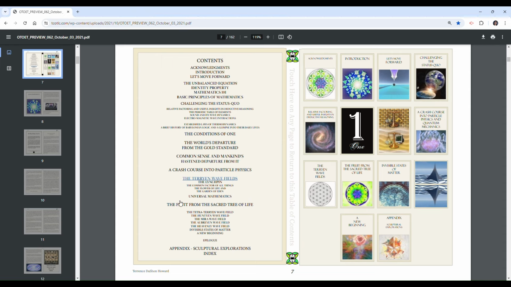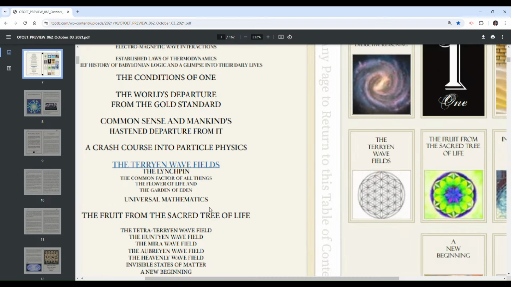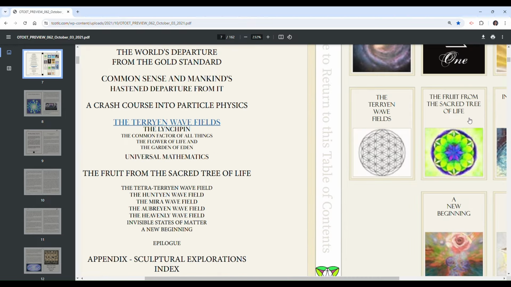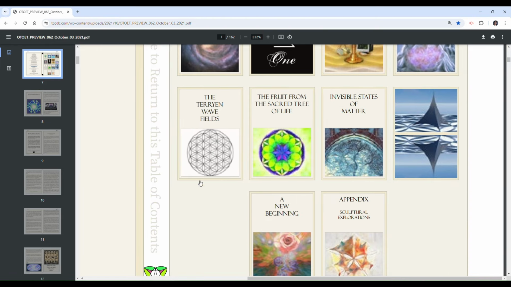He doesn't have an icon over here for common sense and mankind's hastened departure from it. He does have the Terrian wave fields, but he doesn't have Garden of Eden and Flower of Life, Universal Mathematics. He's got this fruit from Sacred Tree of Life. Then invisible states of matter is like down here, right? So this isn't even in the right order. He doesn't have anything here for the fruit from the Sacred Tree of Life, but then he's got invisible states of matter, which seems pretty small over here, but it's got its own picture and section over here. And some of them are just pictures.